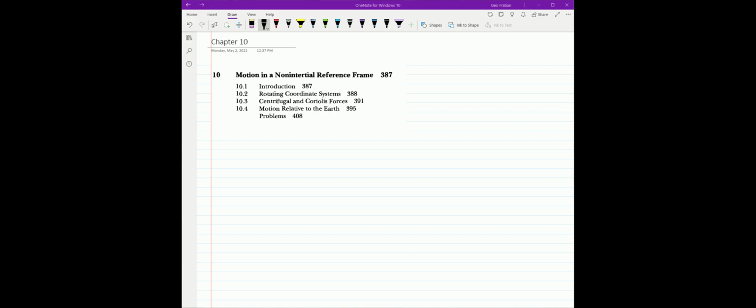Okay, so without further ado, let's get into Chapter 10, which is Motion in a Non-Inertial Reference Frame. We're going to be talking about rotating coordinate systems, centrifugal and Coriolis forces, and then motion relative to the Earth. So, let's get into the introduction.